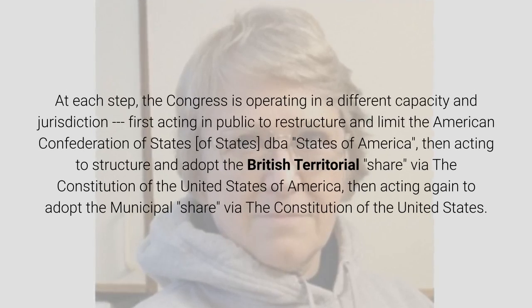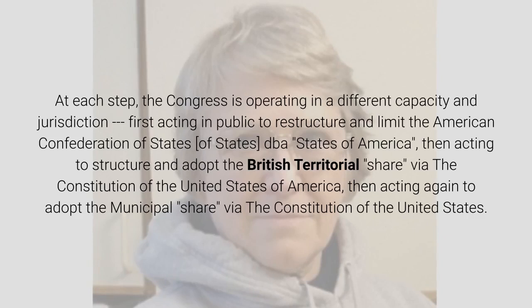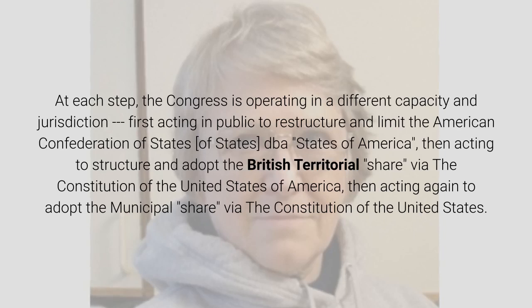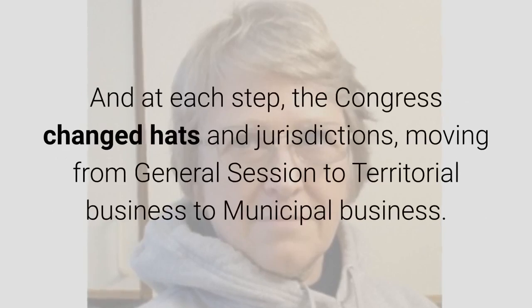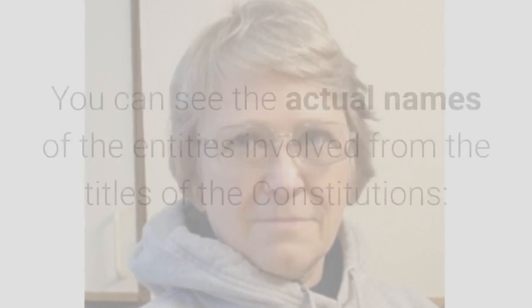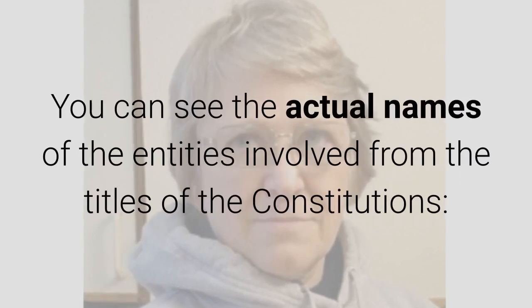restructure and limit the American Confederation of States (DBA) States of America, then acting to structure and adopt the British territorial share via the Constitution of the United States of America, then acting again to adopt the municipal share via the Constitution of the United States. And at each step, the Congress changed hats and jurisdictions, moving from general session to territorial business to municipal business. You can see the actual names of the entities involved from the titles of the constitutions.